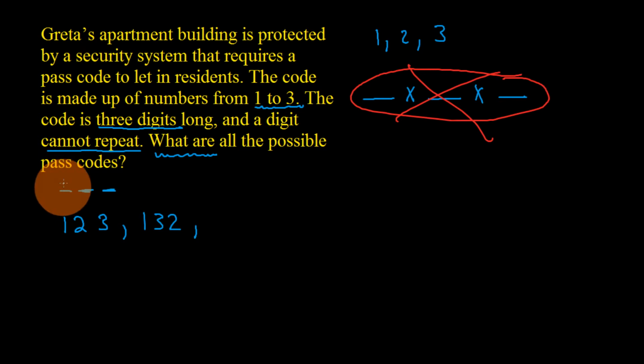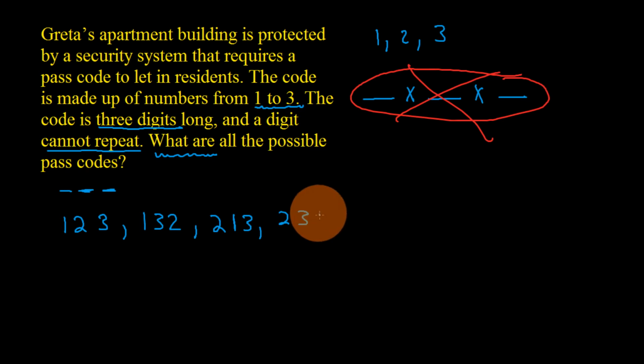Now I want to place a new number in this first position, so I'm going to plug a 2 in. Starting out with a 2, my new code could be 2, 1, 3. Or I might not want to put a 1 in the second position, so maybe I want to put a 3 in the second position. This time I'm going to make it 2, 3, 1. Now I've used up all of the possibilities for 2 being in the first position. I've also used up all the possibilities for 1 being in the first position.